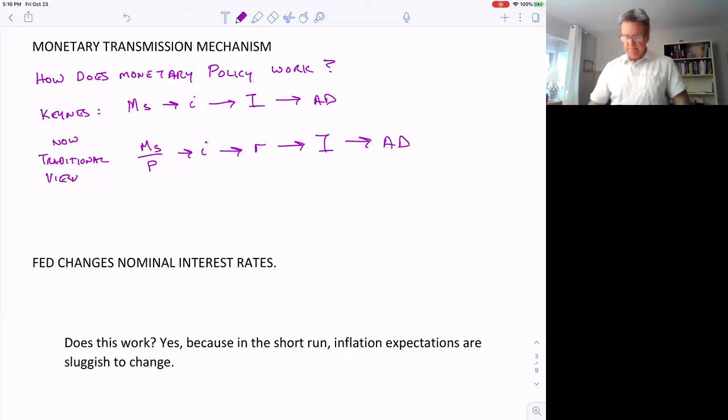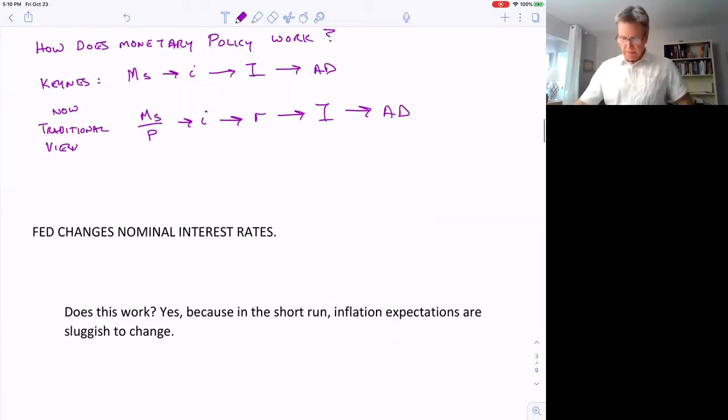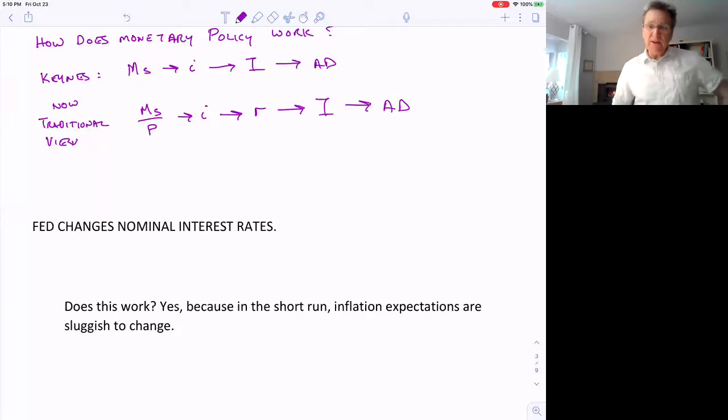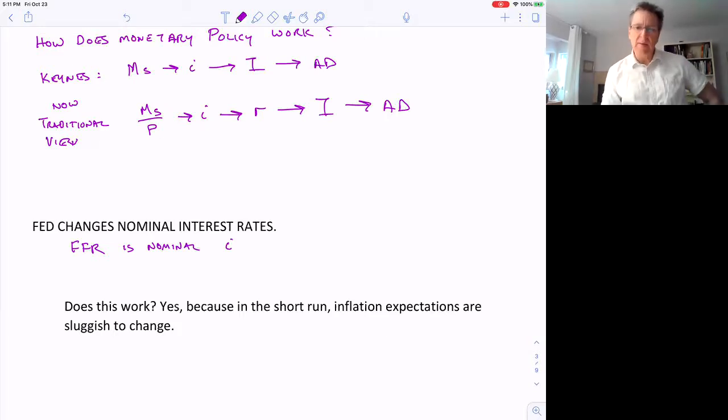Now, how does the Fed then affect real interest rates? You know, the federal funds rate for their policy instrument is a nominal interest rate. So the federal funds rate is nominal. The 10-year T-note is a nominal interest rate. So how do they do it? I mean, they can change nominal interest rates, but how do they change the real interest rate?